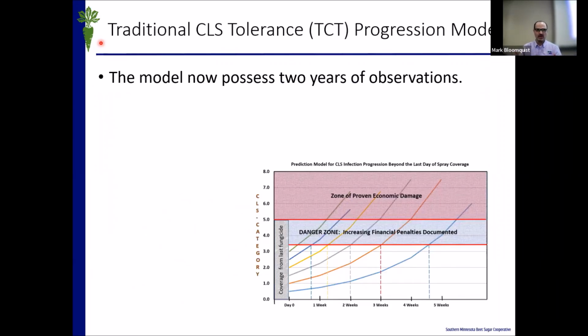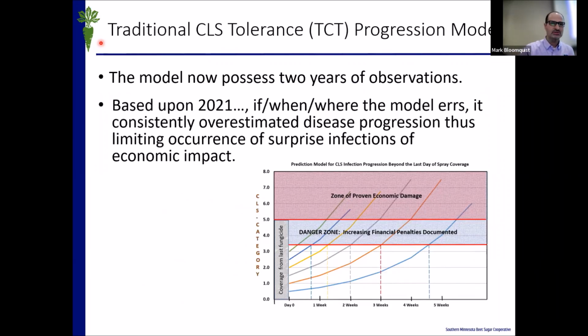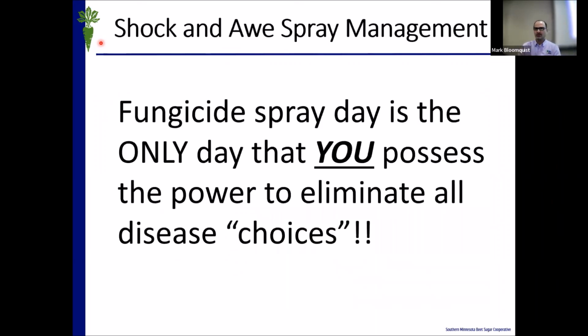So I would say, as far as the model goes, we have 2 years of observations. And based upon 2021, I say that if and when the model errs, now this is for traditional varieties, I got to remind you, it consistently overestimates the disease progression, thus limiting any occurrence of any surprise debacles happening in the field. Here's my last topic.